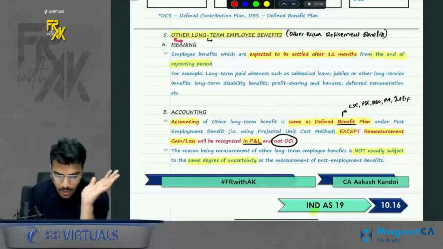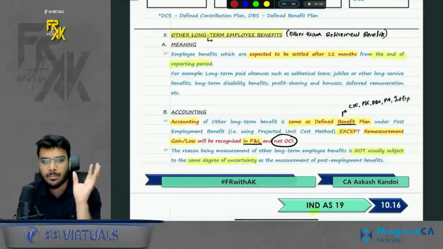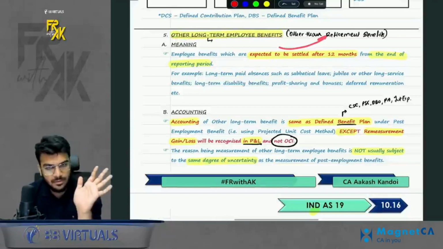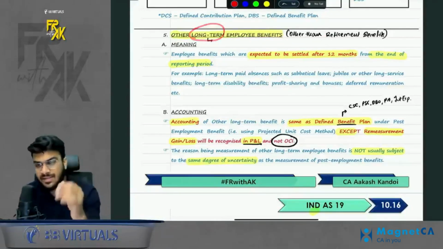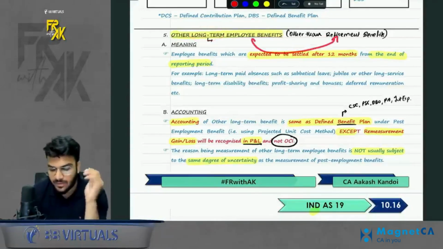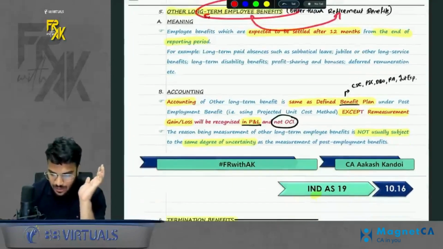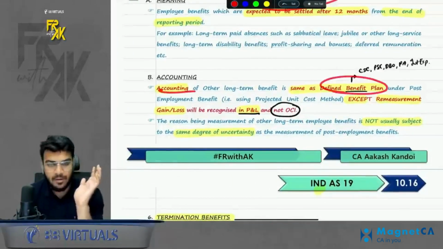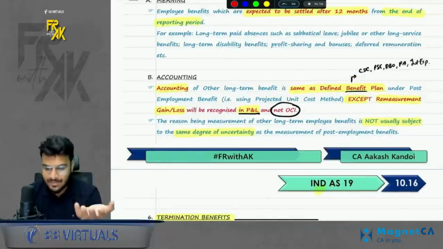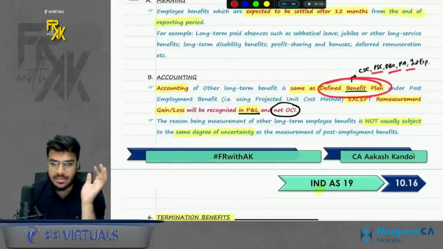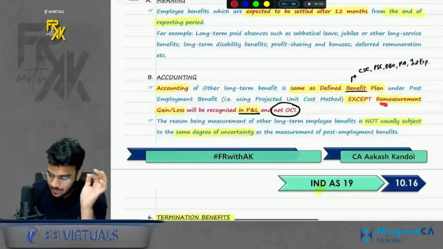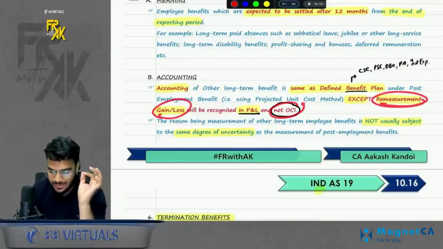Let's discuss this also. Other long term benefits means any other long term benefit apart from retirement benefits. Okay, so long term means any benefits which are settled after 12 months, but apart from retirement benefits. Now how to account for this? So it says the accounting is same as defined benefit plan. Defined benefit means that current service cost, past service cost, DBO, that same accounting is there. Only one difference is there. Here the remeasurement gain loss will not be transferred to OCI, it will be transferred to PNL. It can be relevant for MCQ, do remember that.